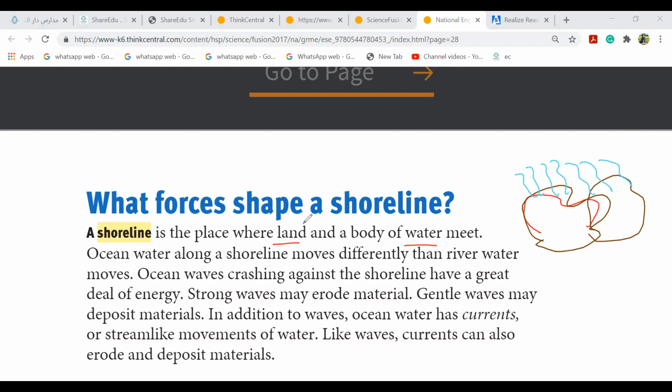And what is a shoreline? Where the land and body of water meet. Ocean waves crashing against the shoreline have a great deal of energy. Strong waves may erode material. If they are strong waves, they will carry material away, and when the waves are slow, they deposit the material. Ocean water has currents or stream-like movements of water. Like waves, currents can also erode and deposit materials.